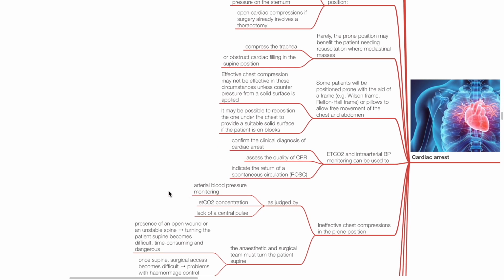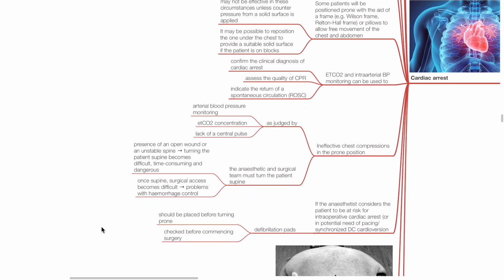ETCO2 and intra-arterial BP monitoring can be used to confirm clinical diagnosis of cardiac arrest, assess the quality of CPR, and to indicate the return of spontaneous circulation. Ineffective chest compressions in the prone position, as judged by arterial blood pressure monitoring, ETCO2, and lack of a central pulse, may necessitate the patient being turned back to the supine position.